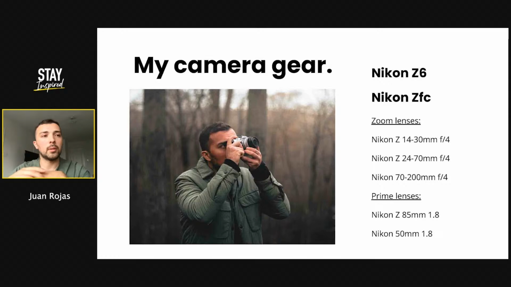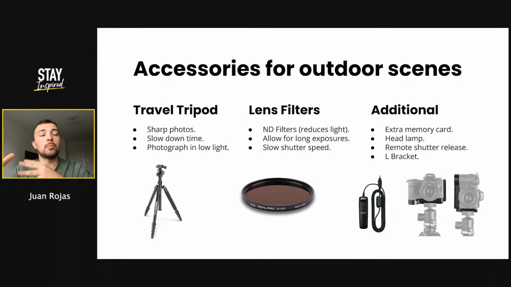So when I'm out shooting my outdoor photography, there are various accessories that I like to bring with me, which I believe are key to capturing all types of shots. First is a travel tripod. I believe these are key in this field in order to allow you to capture sharp photos, allowing your camera to be as stable as possible.